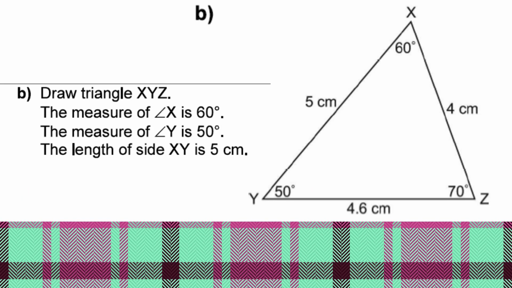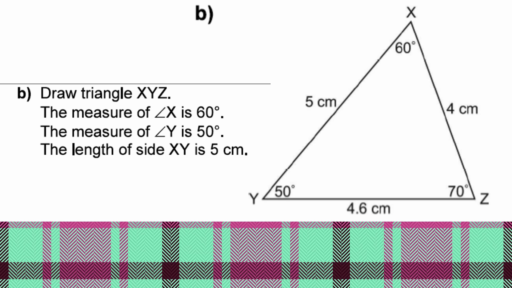You would want to start by drawing a 5 centimeter line segment. That was given to you. That can be the baseline of your triangle. You want to label it, one side is X, one side is Y, and make sure to note that it is 5 centimeters.